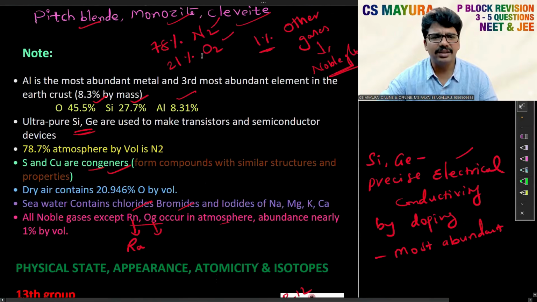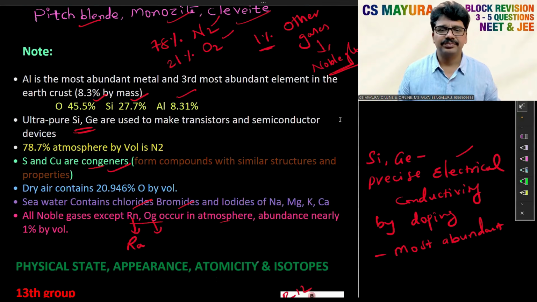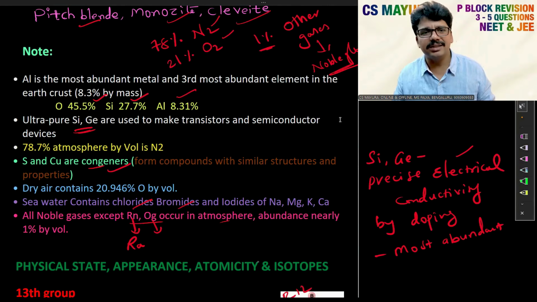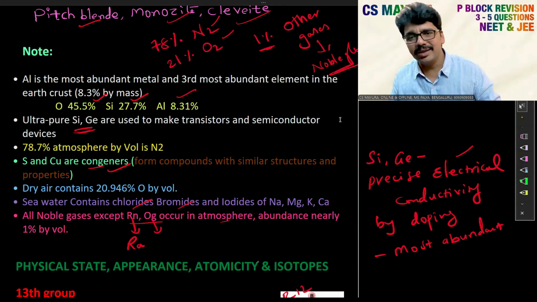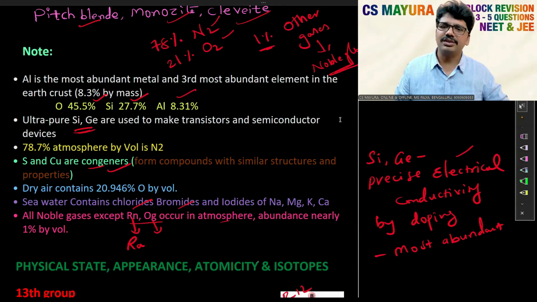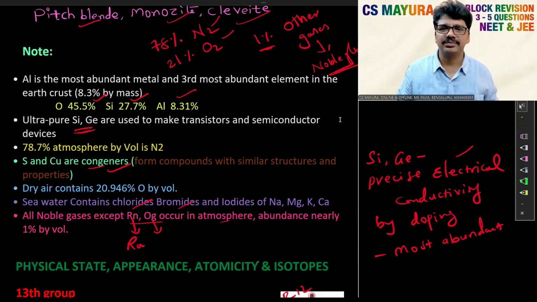Now some important points related to their occurrence and nature. Aluminum is the most abundant metal in the earth's crust. Most abundant metal is aluminum. Most abundant element is oxygen. Second most abundant element is silicon. And third most abundant element is aluminum. First most abundant metal is aluminum.